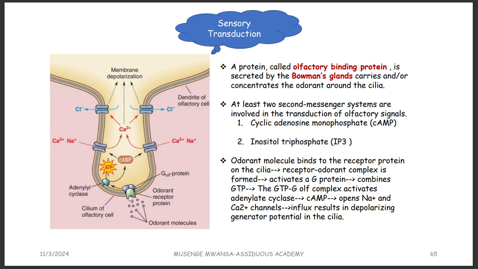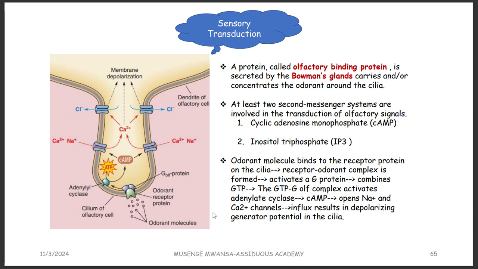You can see it is attaching to a G-coupled protein, and there are two mechanisms by which you are going to generate an action potential that is going to lead to the information going to the central nervous system via cyclic adenosine monophosphate or inositol triphosphate, IP3.